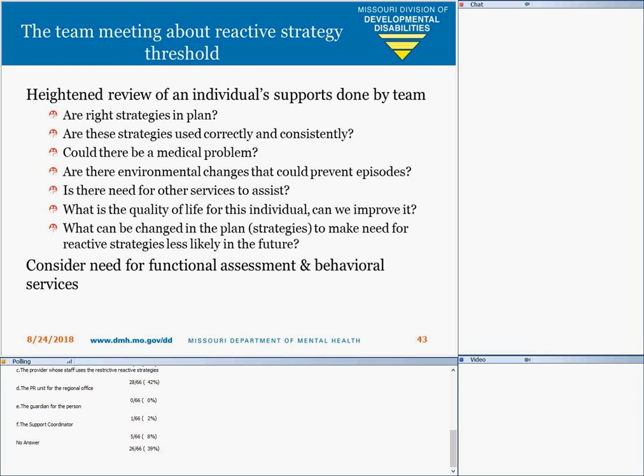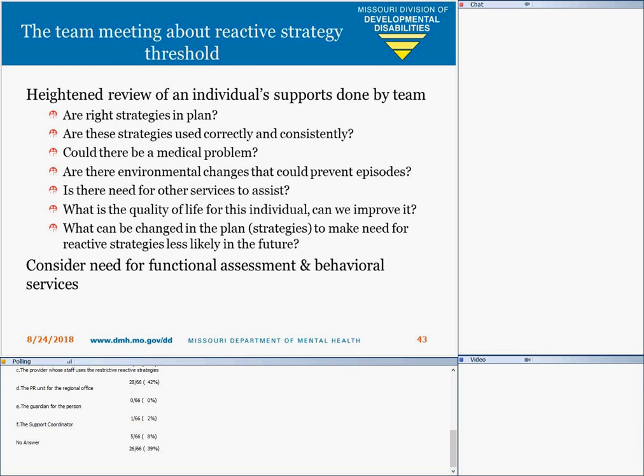Sometimes if an individual's on antibiotics, they can react to that and have behavioral problems from that reaction. It could look like psychosis, it could look like other problems. If they're not sleeping, that can also cause a problem. So we should look at, is it a medical problem that's possible? Are there environmental changes that could prevent the episode?